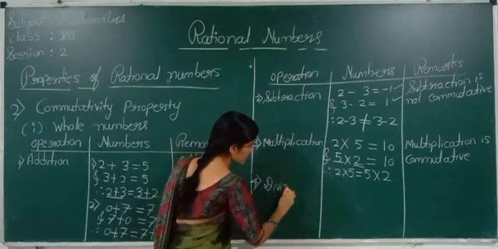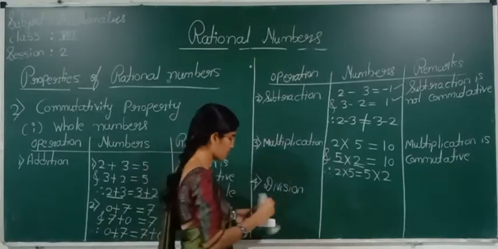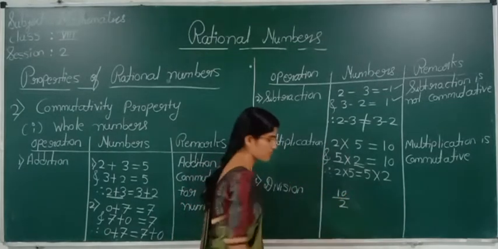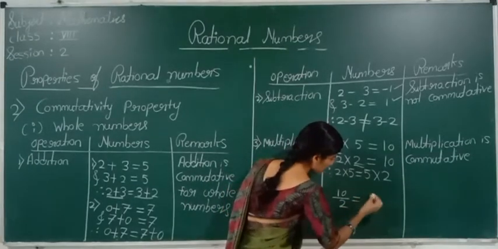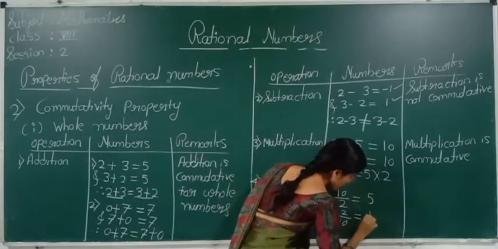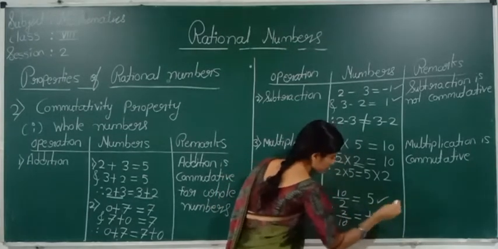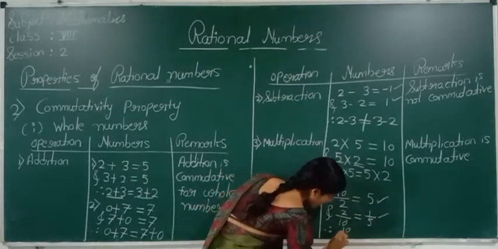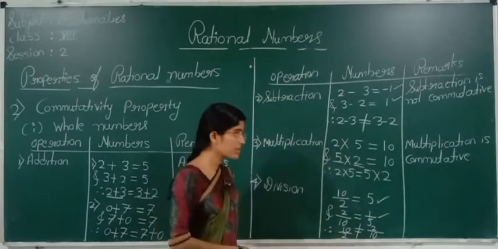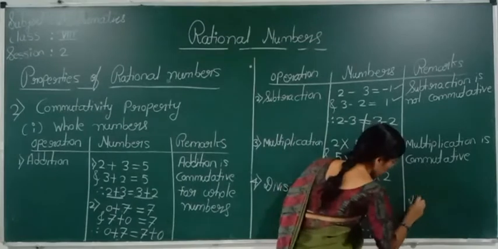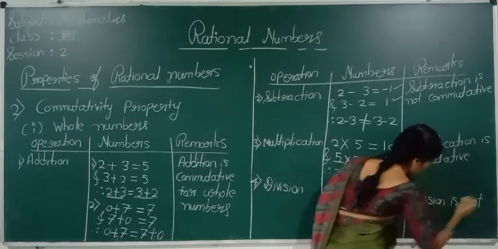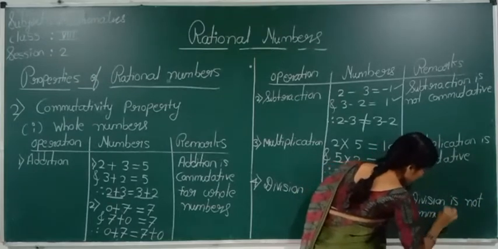Is division commutative for whole numbers or not? Say for example, 10 divided by 2. 10 divided by 2 is 5. Now see, if I do 2 divided by 10, the answer will be 1 by 5. These are different. Therefore, 10 divided by 2 is not equal to 2 divided by 10. Therefore, division is not commutative.